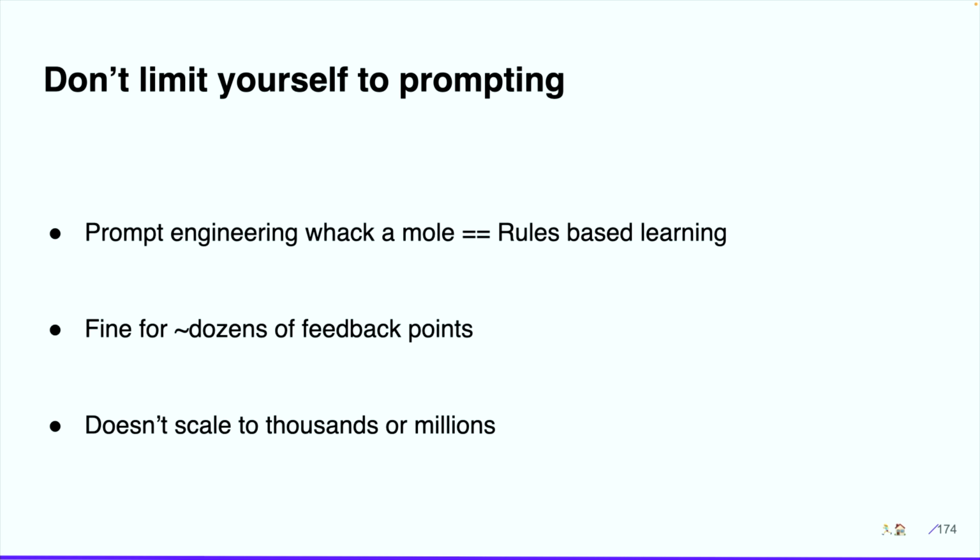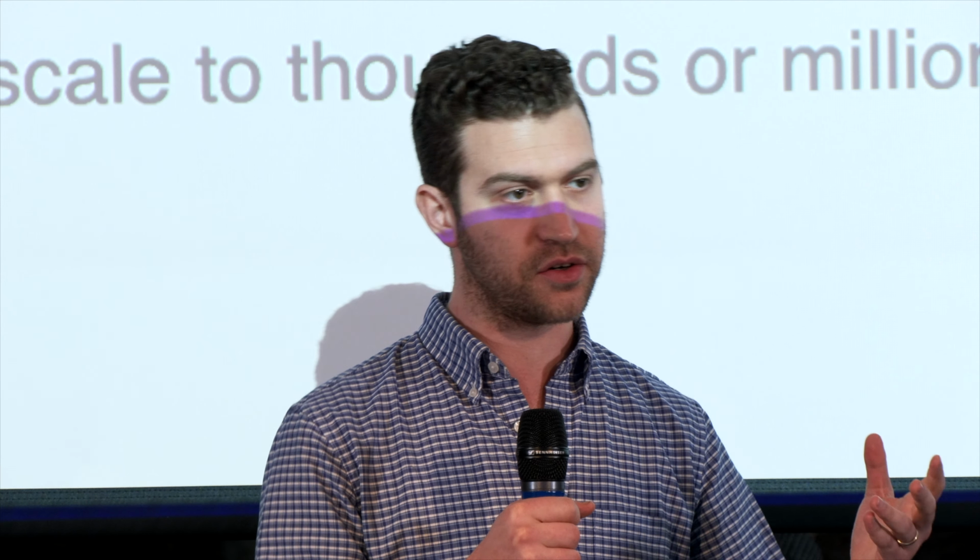If you limit yourself strictly to prompting, you're relegating the techniques available within your system to rule-based branching, and it becomes a game of whack-a-mole. That works for a dozen or so feedback points or breakages when your system is in production, but at scale, it really does not work.